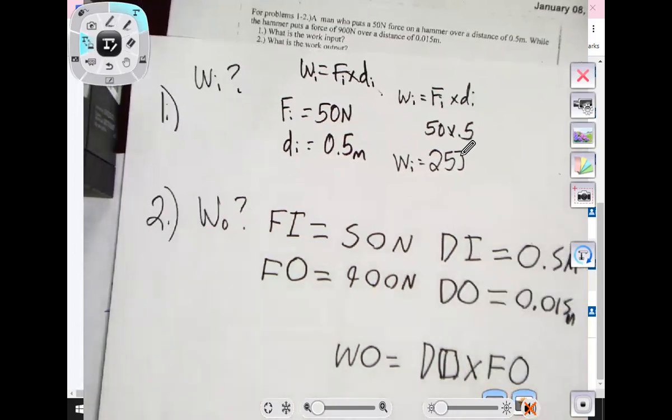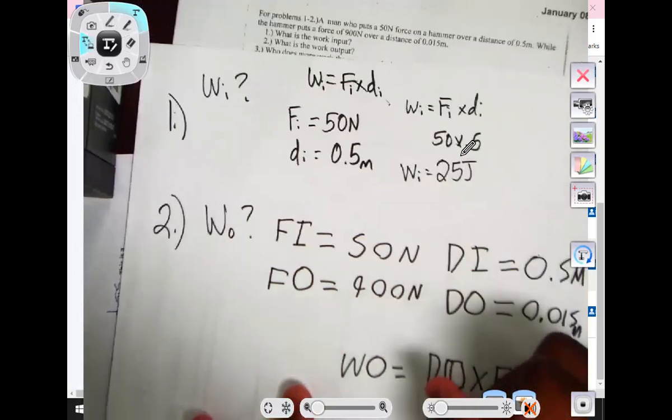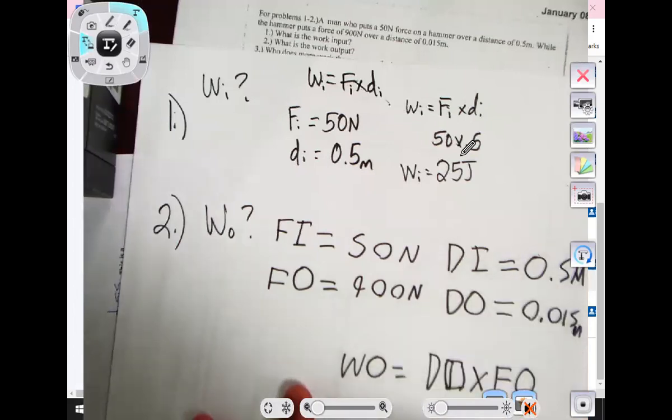All right, so what is my force output? Your force output is 900 newtons. And what is my distance output? 0.15 meters. So plug those numbers in below, right? WO equals what those are right there.